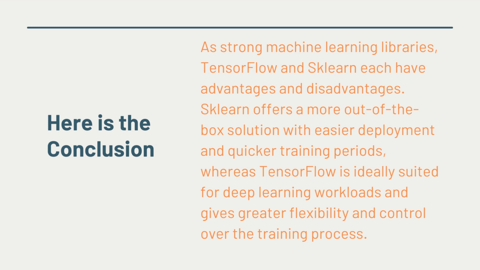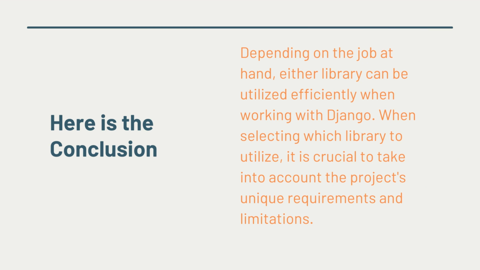As strong machine learning libraries, TensorFlow and Scikit-learn each have advantages and disadvantages. Scikit-learn offers a more out-of-the-box solution with easier deployment and quicker training periods, whereas TensorFlow is ideally suited for deep learning workloads and gives greater flexibility and control over the training process. Depending on the job at hand, either library can be utilized efficiently when working with Django. When selecting which library to utilize, it is crucial to take into account the project's unique requirements and limitations.